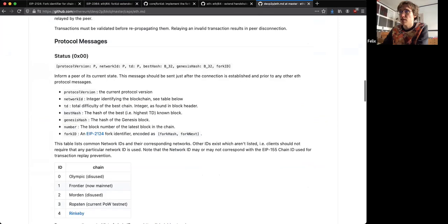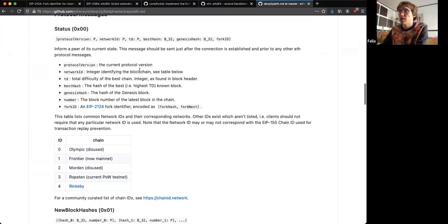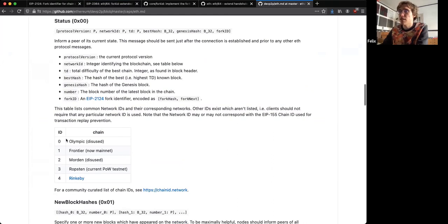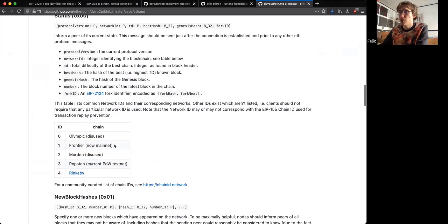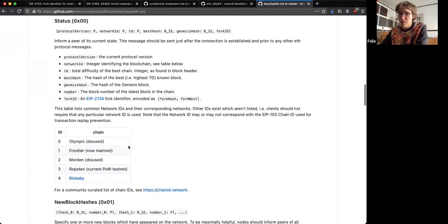What you can see is that the very first thing that the nodes say to each other when they connect is the status message. And inside of the status message, we have the network ID. You can see some common network IDs here. The network ID 0 was used for the Olympic testnet, which was pre-mainnet launch. 1 was allocated for the Frontier network, which became the mainnet.